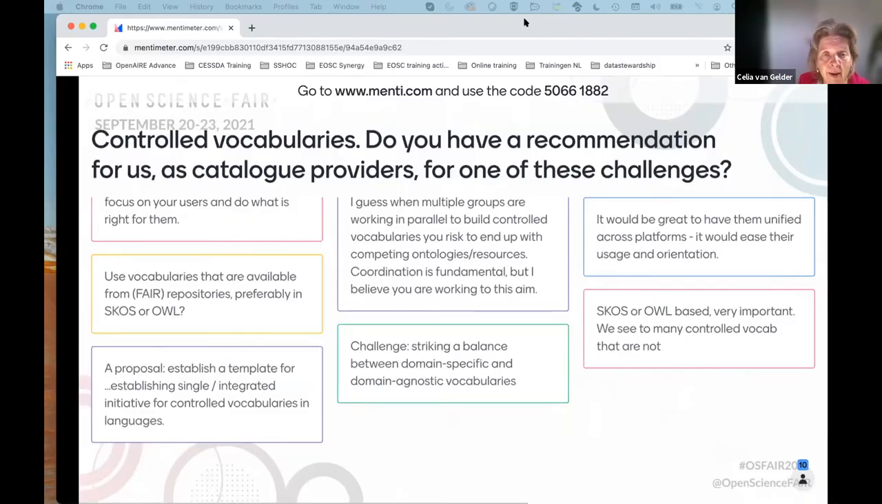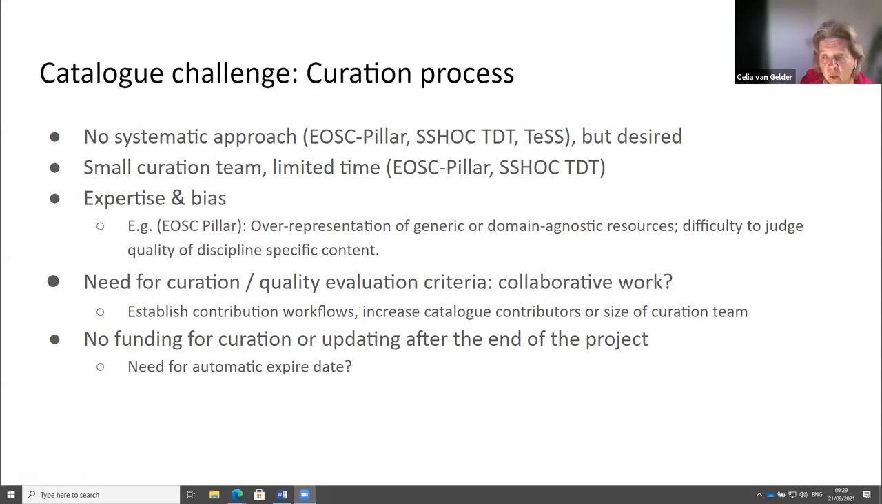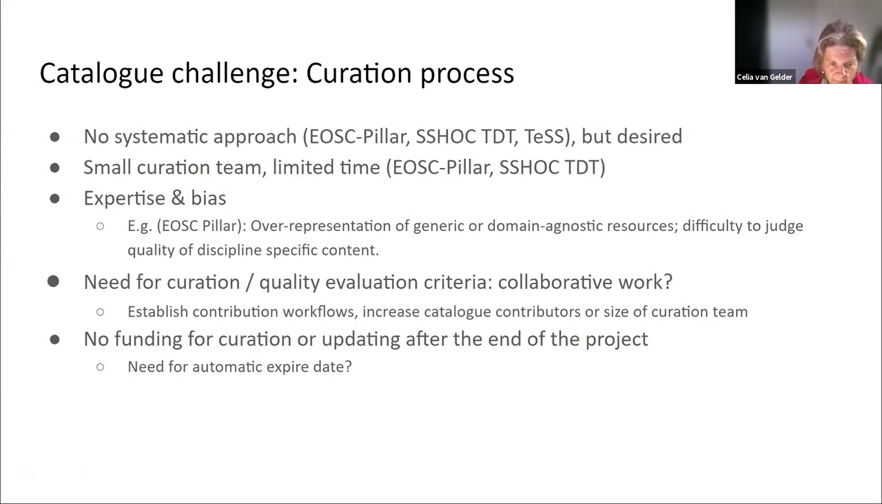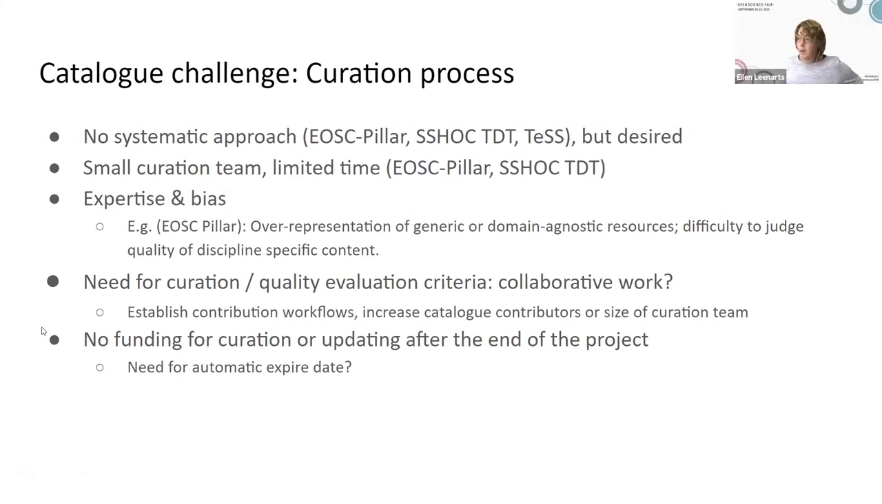I'm looking at the time. Ellen, I think it's time to go to the other challenge, if there is no more question about the controlled vocabularies. Yeah, I've just stopped sharing, and now we are over to the next challenge, which will be around the curation process. And Paula, I would like to.